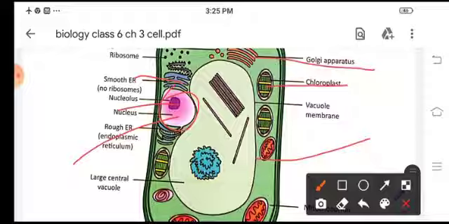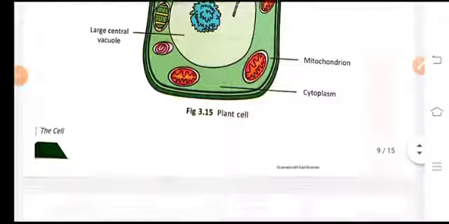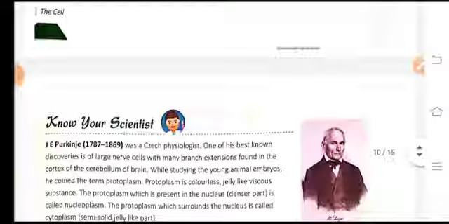Okay, so children, draw these two diagrams in your practice copy. Learn the cell organelles which are present in the plant cell and which are present only in the animal cell. Okay, when school reopens, we'll do the experiments in the laboratory.